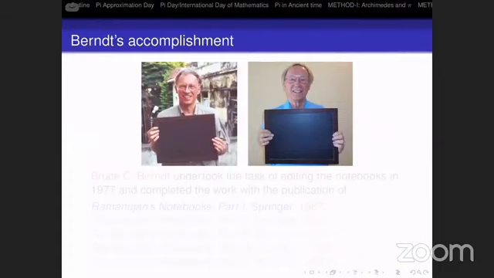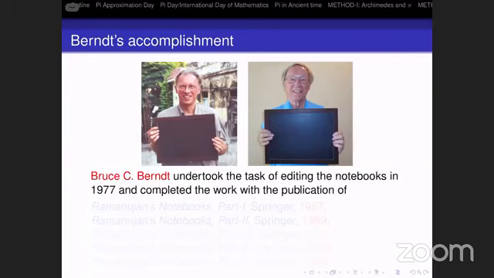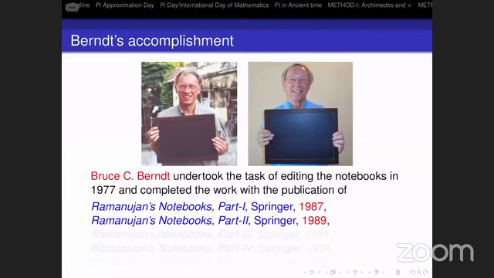And Bruce Berndt of the University of Illinois at Urbana-Champaign undertook the task of editing the notebooks in 1977 and completed the work with the publication of five volumes. Ramanujan's Notebooks Part 1 was published in 1985, then 1989, 1991, then 1994, and 1998. So Ramanujan's notebooks were edited and published.